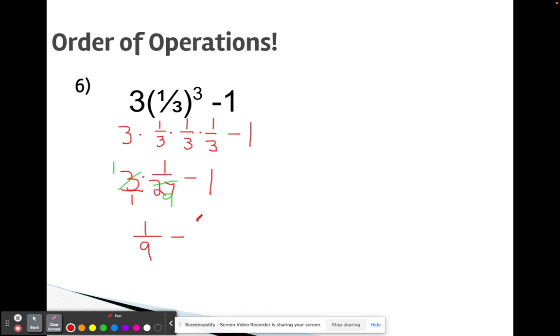Minus 1. I'm going to rewrite my 1 as 1 over 1 since I know it needs to be a fraction anyway. So, common denominators to add or subtract. I'm going to rewrite this with the denominator of 9. 1 times 9 is 9. 1 times 9 is 9. Now let's look at this. I have a positive 1/9 and negative 9/9. 9 is larger than 1, so my negative wins by 8/9.